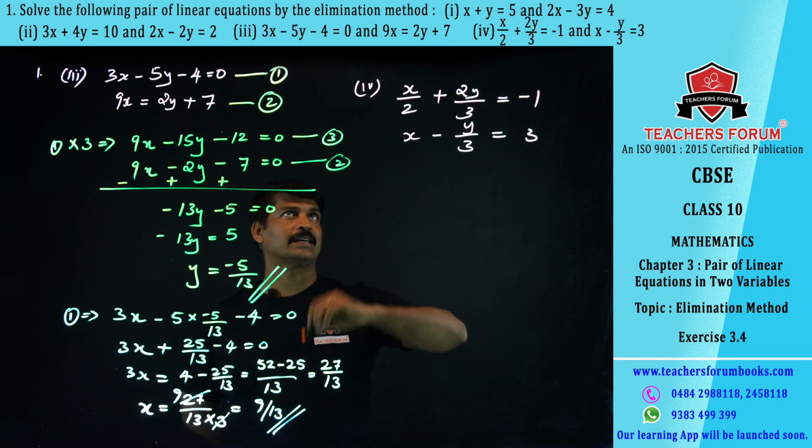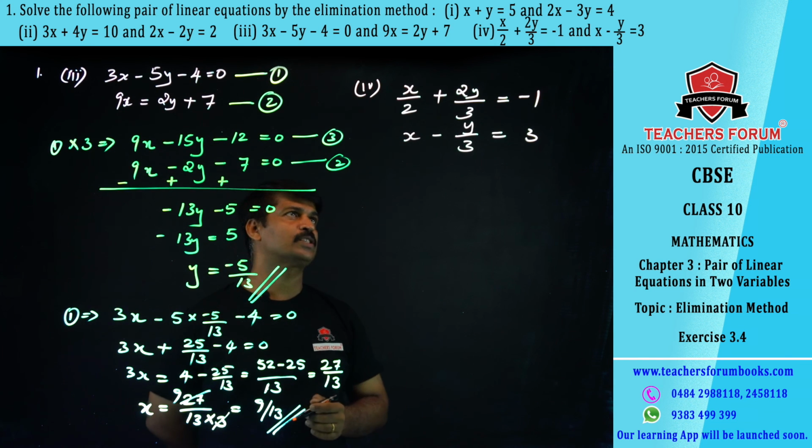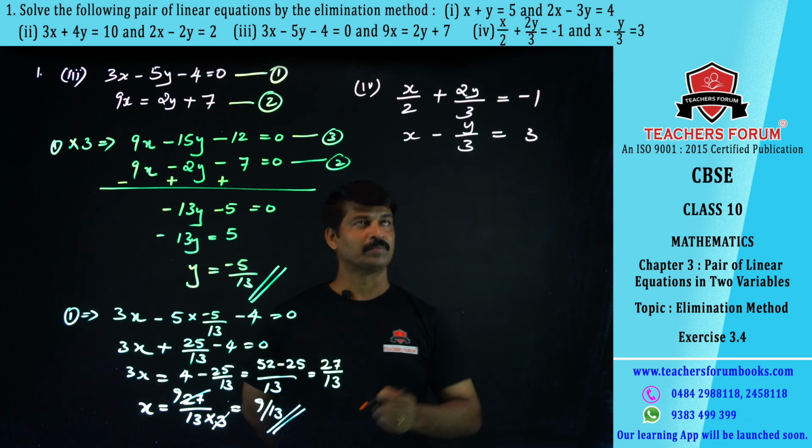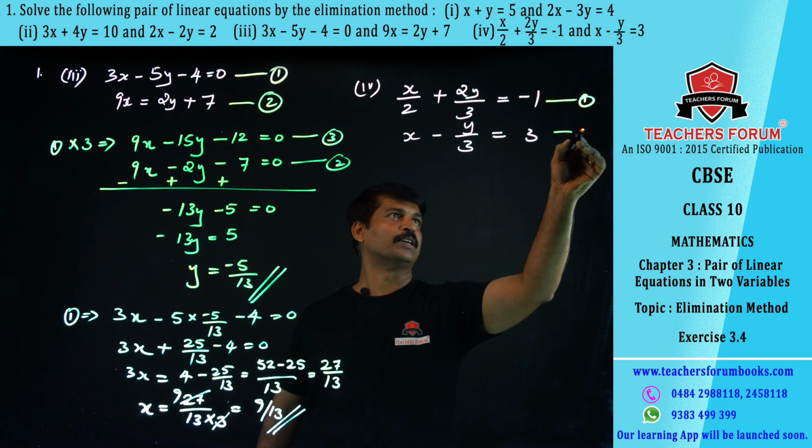Okay, now let us solve the fourth one. x by 2 plus 2y by 3 equals minus 1. x minus y by 3 equals 3. Let the first be equation number 1. Let the second be equation number 2.